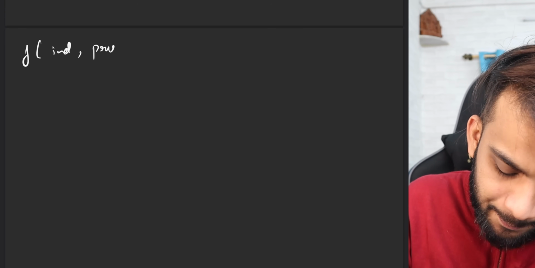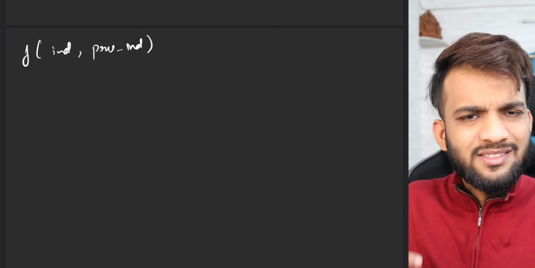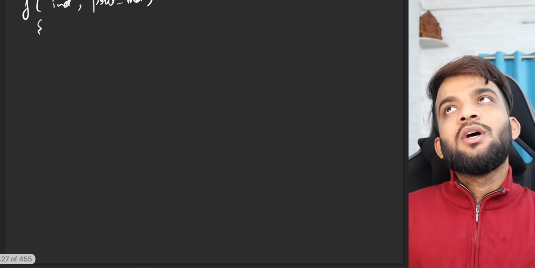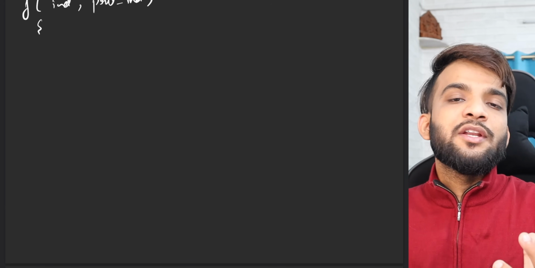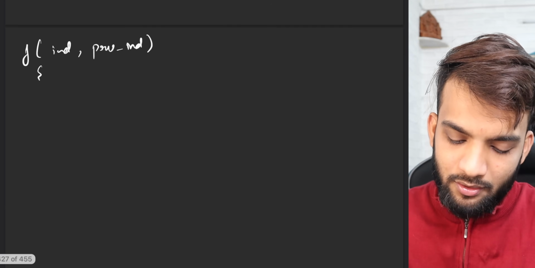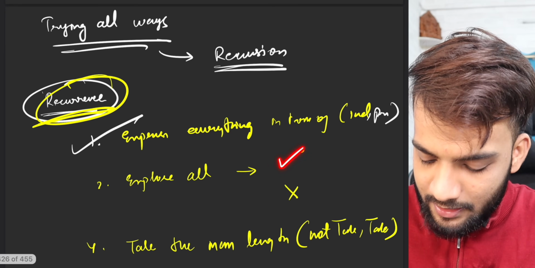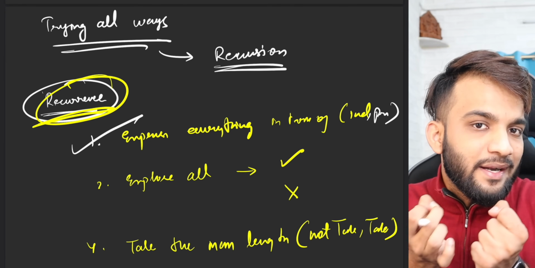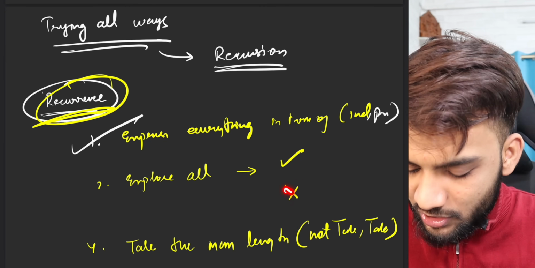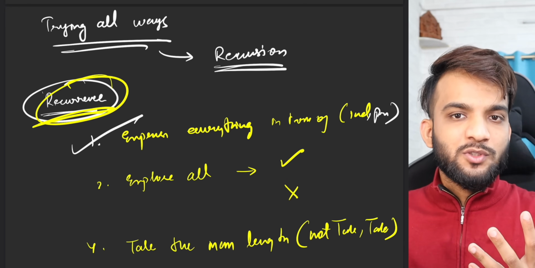Index and previous index. Very, very simple thought process. Let's write the base cases afterwards. Now, what's the first thing that you write in recursion? Very straightforward. Either you take that element into yourself, or you say this is not going to be part of my subsequence.